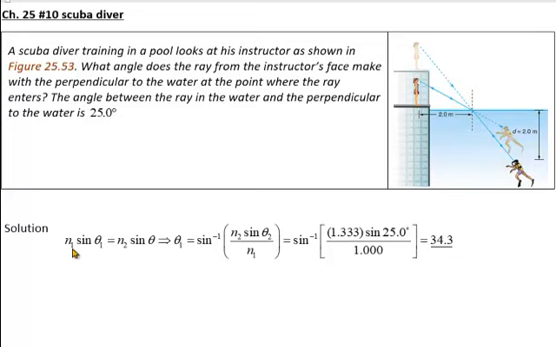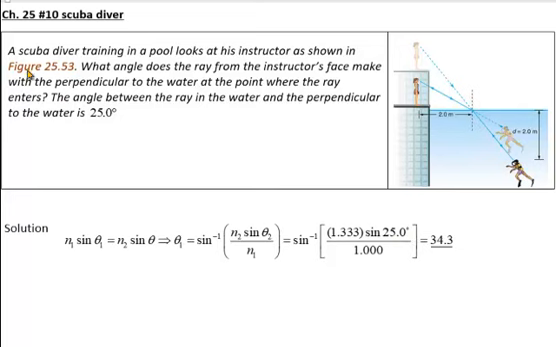So here we have index of refraction times the sine of the angle equals index of refraction times the sine of the angle, one for air, the other one for water. So for one of the angles, which means you get the index of refraction over here, and you take the inverse sine, and then you plug in the numbers. So the 1.333 is for water, times the sine of 25.0 degrees, because that's the angle underwater.